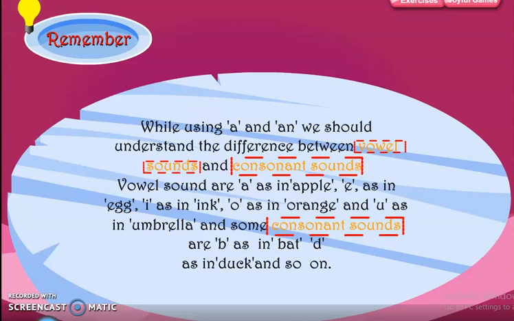Now, as just now I told you, the vowel sound: a as in apple. Apple को कैसे हम बोलते हैं? Apple, a. Egg, e. Ink, i. O, orange. And u starts with letter u, but the pronunciation will start with a sound, umbrella. So sounds like these are called the vowel sounds. So we always use an before that. And for the rest, the consonant sounds like b as in bat, d as in duck, we will use only a.